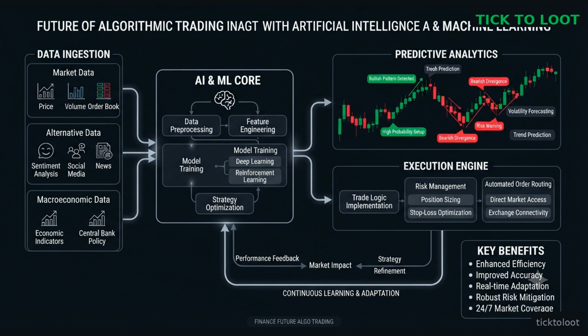As we look to the future of algorithmic trading, it's clear that this field will continue to evolve and become even more sophisticated. One of the key trends is the use of artificial intelligence and machine learning to develop more advanced algorithms that can adapt to changing market conditions. Another trend is the use of cloud computing and big data to process large amounts of market data and develop more accurate predictions. As a trader, it's essential to stay up to date with these developments and be prepared to adapt to the changing landscape of algorithmic trading.